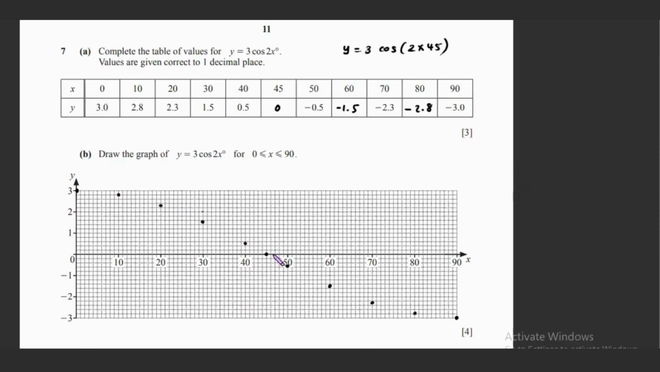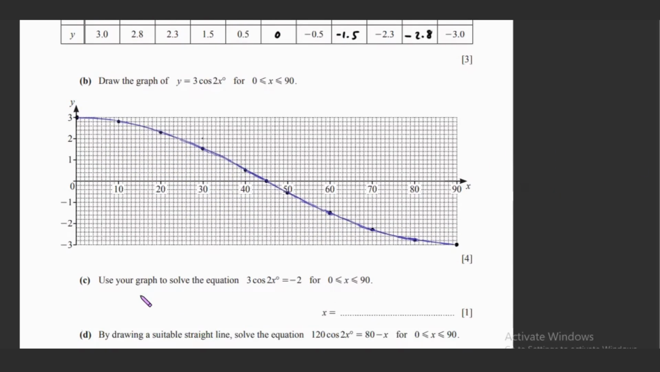I have now marked all the coordinate points, and now we're going to connect these coordinate points to draw the curve. So when the points are connected together, this is how the graph would look.